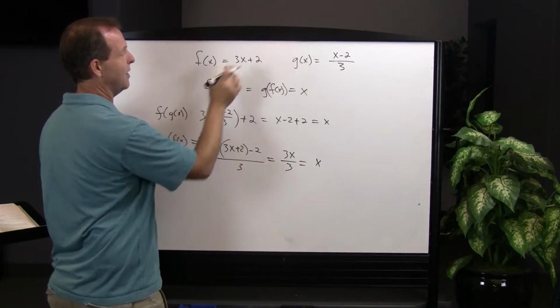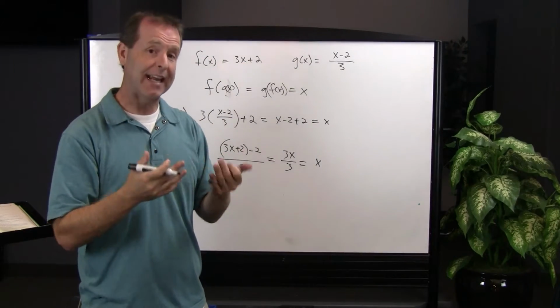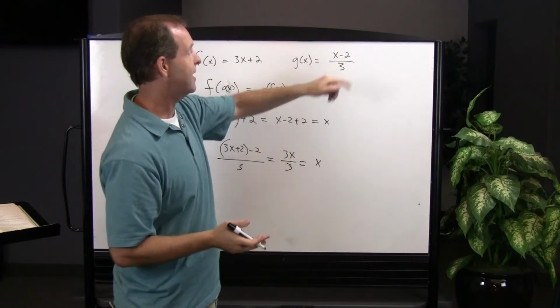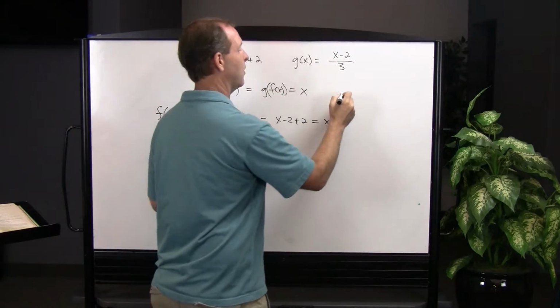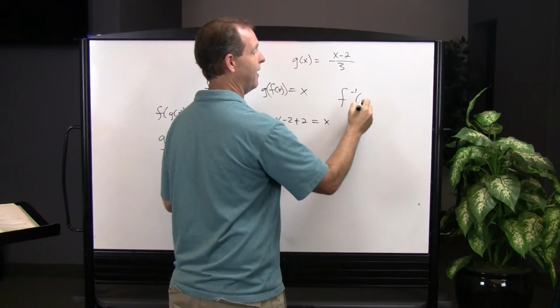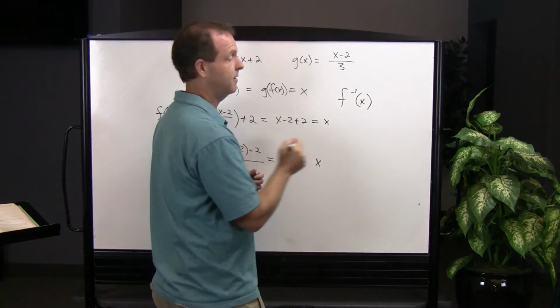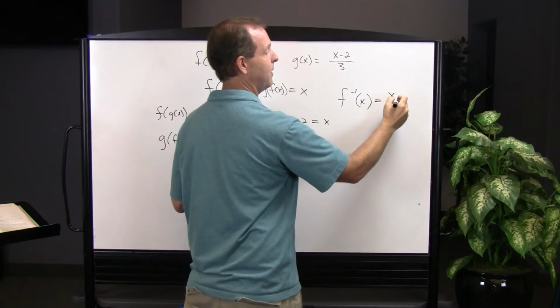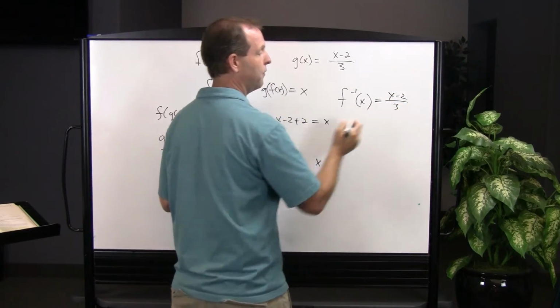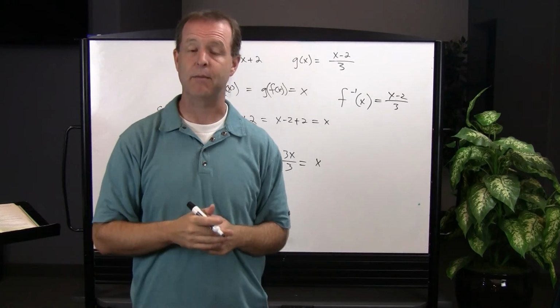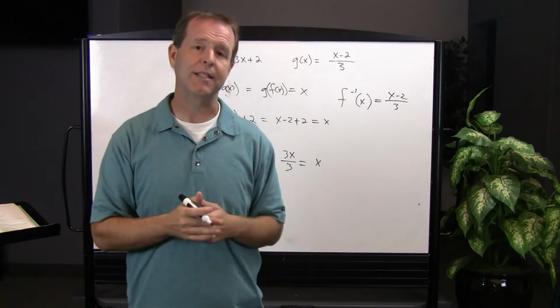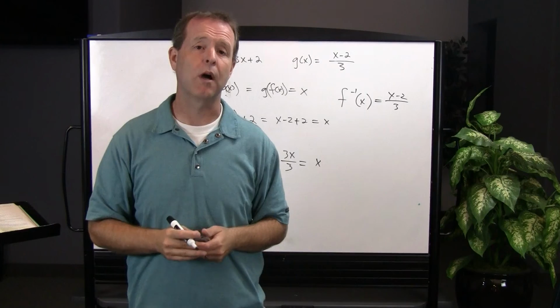f of x equals 3x plus 2, and it has an inverse, which is x minus 2 over 3. The way that I can designate that is I can write f of negative 1 of x, the inverse, is x minus 2 all over 3. And sometimes determining or discovering the inverses of functions can be a powerful tool to help us solve some more complex problems.